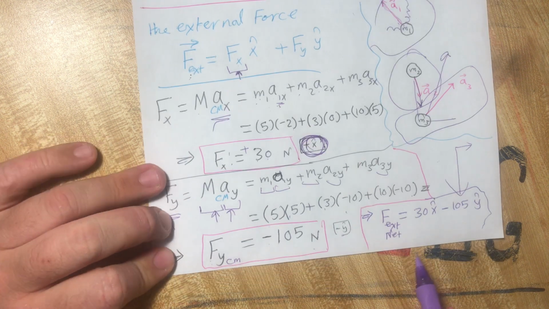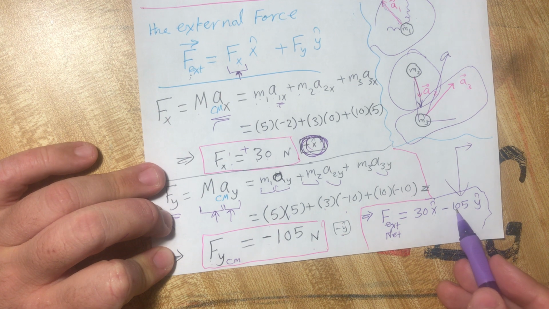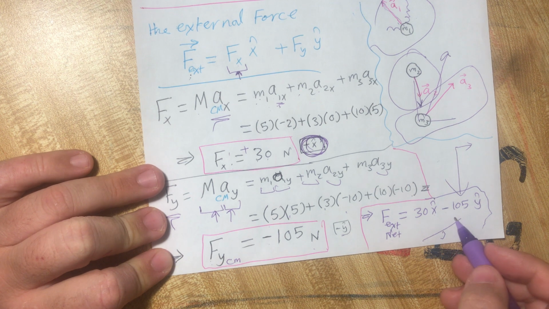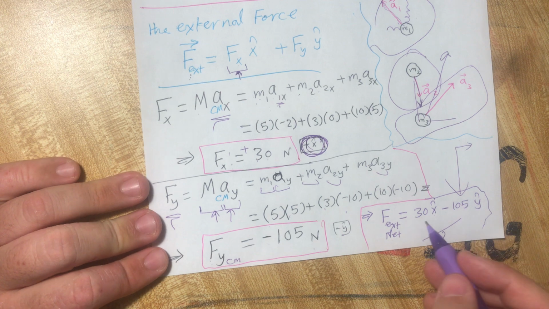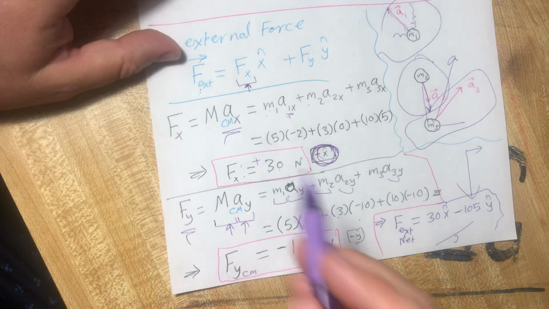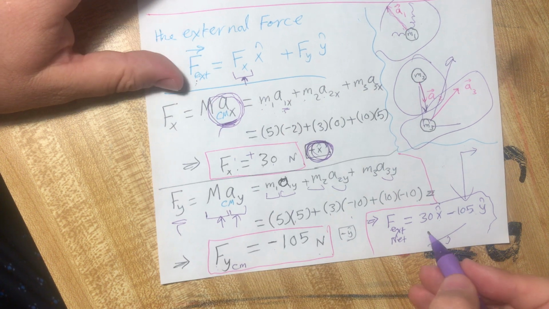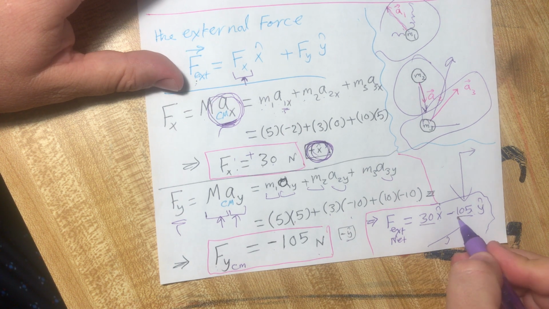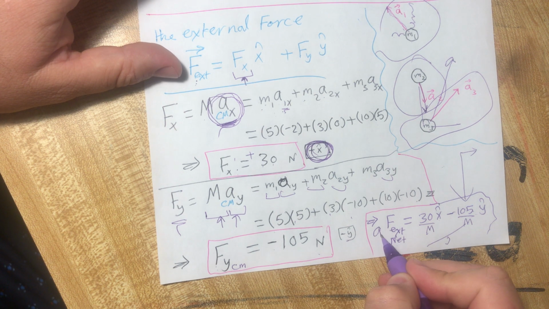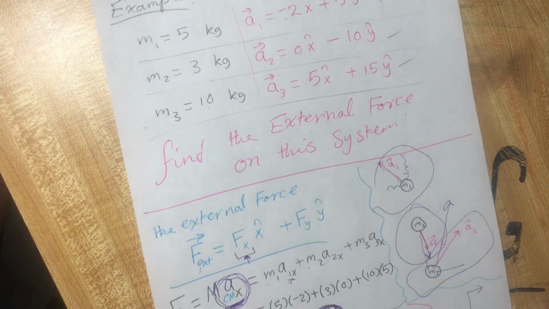So the net force is equal to 30 in x direction minus 105 in y direction. I can find the angle by using tan inverse of negative 105 over 30. Okay, I can find the acceleration of the center of mass. I just need to divide the force over the total mass. This will give me the acceleration. Okay, this is the example on the motion of the center of mass. Thank you.